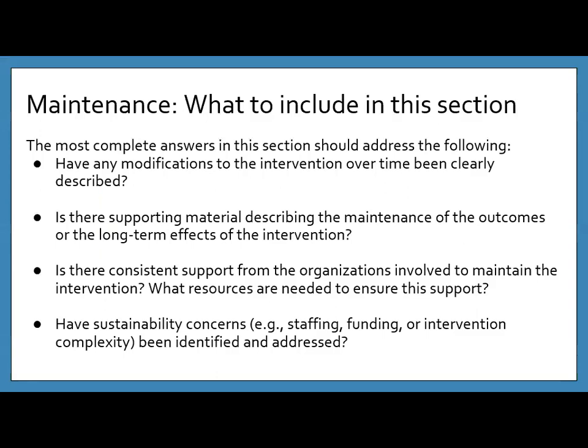And for the maintenance section of the submission form, information on a range of factors influencing the maintenance of the intervention should be addressed. Some of these factors include describing modifications to the intervention, as well as showing consistent support from involved organizations. You'll also want to include evidence showing maintenance of the outcomes, if available. And the questions listed here, along with your review of the intervention scoring tool, can help to ensure that you've included all the needed information for your intervention review.